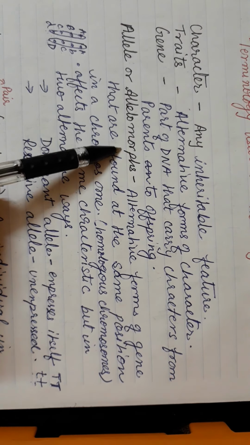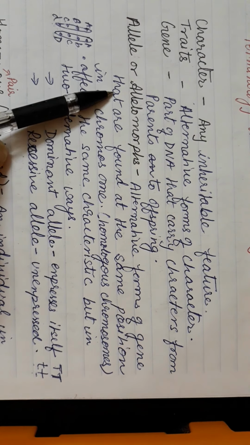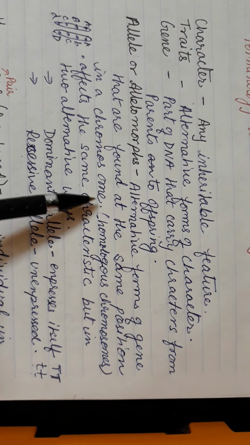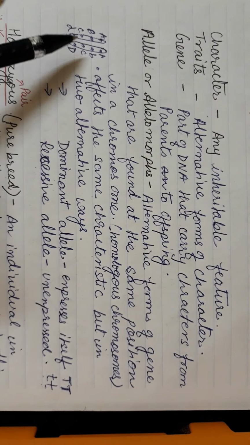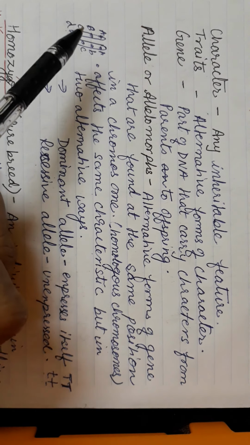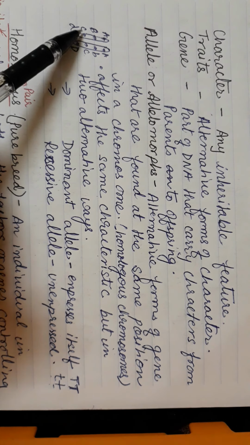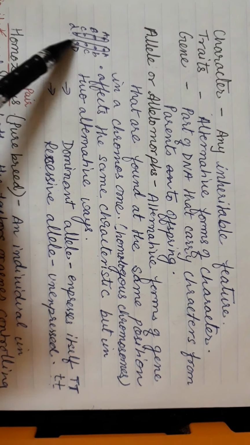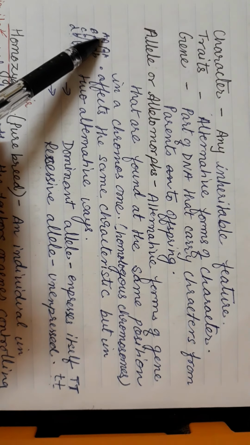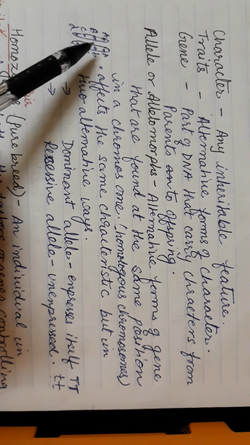Now we come to another term called an allele or allelomorphs. What is an allele or allelomorphs? Alleles or allelomorphs are the alternative forms of genes that are found at the same position in homologous chromosomes, like during meiosis. Meiosis is related to the reproductive cells. So one gene from the mother and one from the father are there, and it has various positions to carry the alleles, the alternative forms of genes.